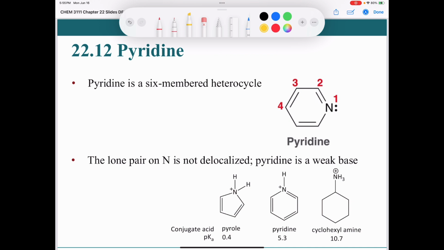Nevertheless, pyridine is still a weaker base than alkylamines because the lone pair occupies an sp2 hybridized orbital rather than an sp3 hybridized orbital. By occupying an sp2 orbital, the electrons of the lone pair have more s character and are therefore closer to the positively charged nucleus, rendering them less basic.